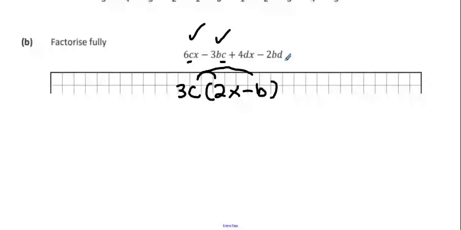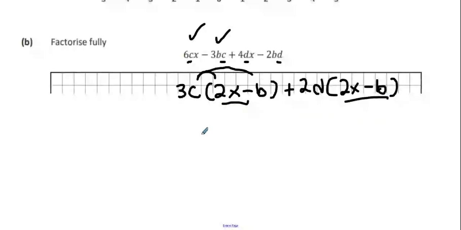3bc. Now we look at the next one, and I think we could take out 2d, could we? We could take out the letter d because it's in both of them. And we could take out the number 2. What do we have left here? 2x minus b. Now that we know that the bracket is the same in both of them, what can we do here? 3c plus 2d and another 2x minus b. Yes, sir. You okay?